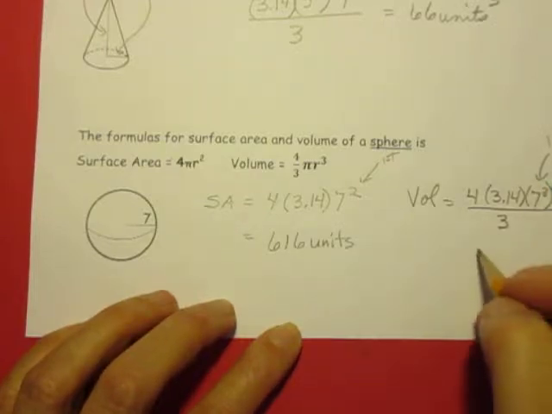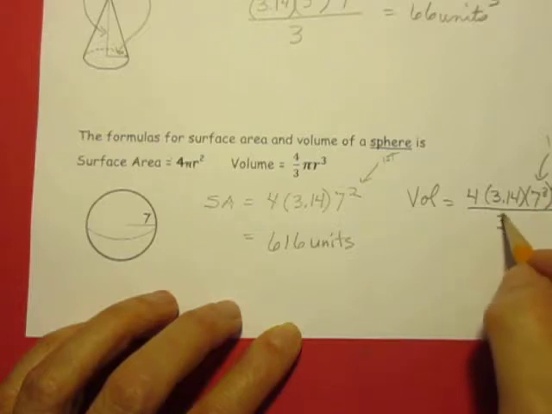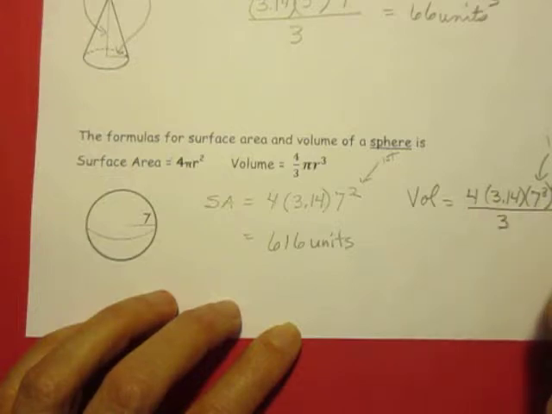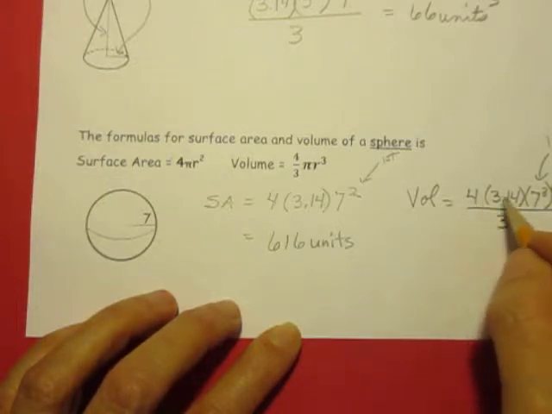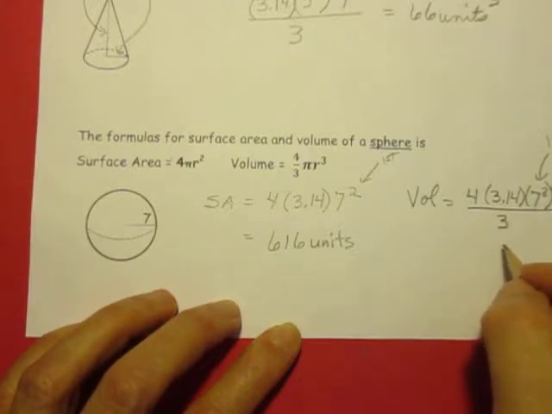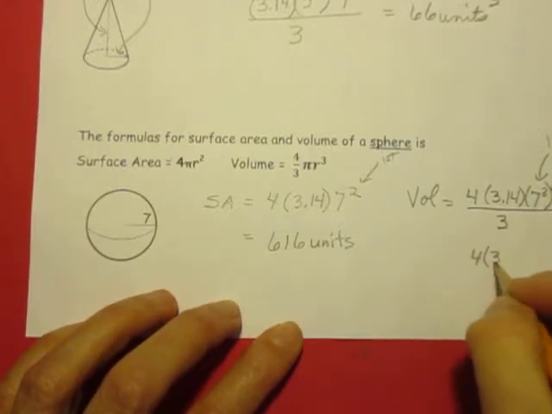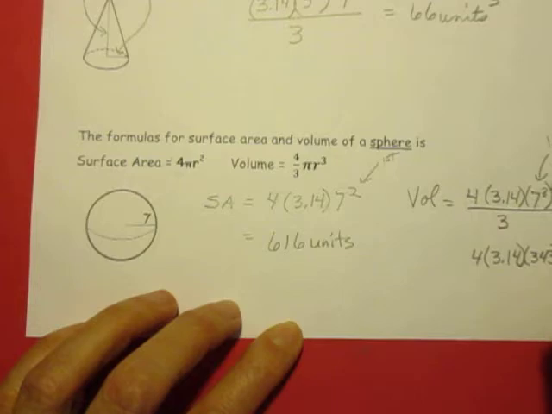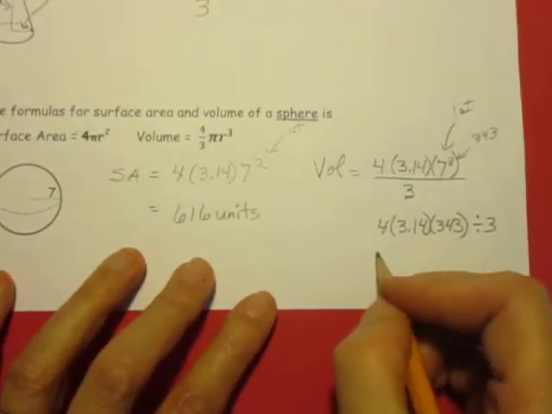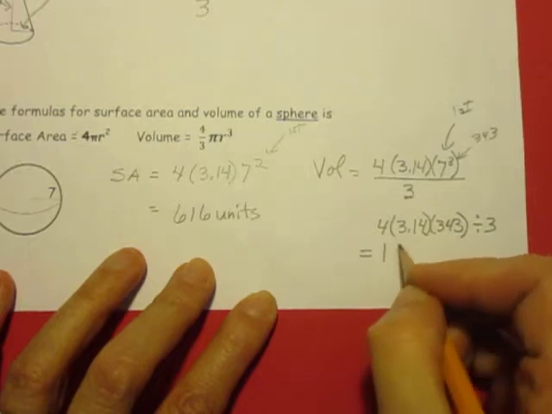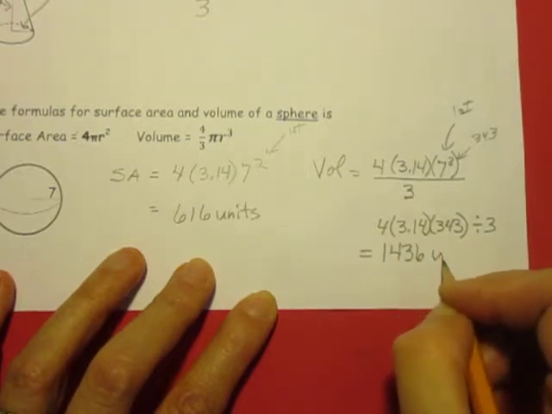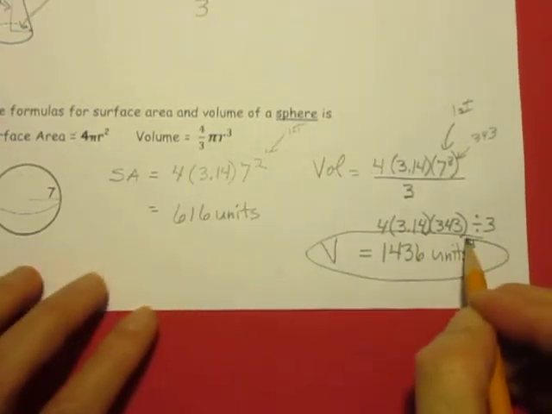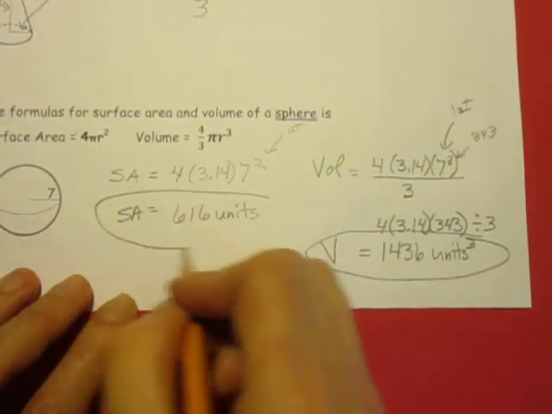If you plug that all in, and then divide by 3, it's equivalent to finding the ratio of 4/3 and then carrying out a multiplication. This is going to be more accurate. 4 times 3.14 times 343 divided by 3. So I guess I'll write it all down just the way I said it. And that should give you a final outcome of a volume of 1,436 units cubed. So volume is equal to that. Surface area is equal to that for a sphere.